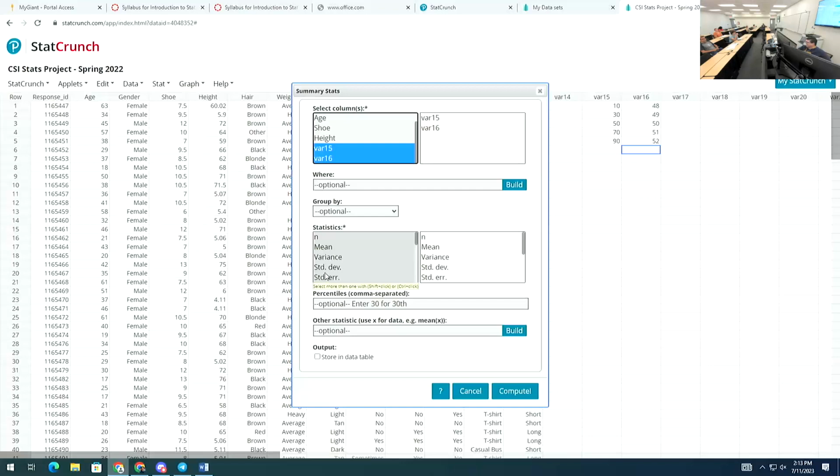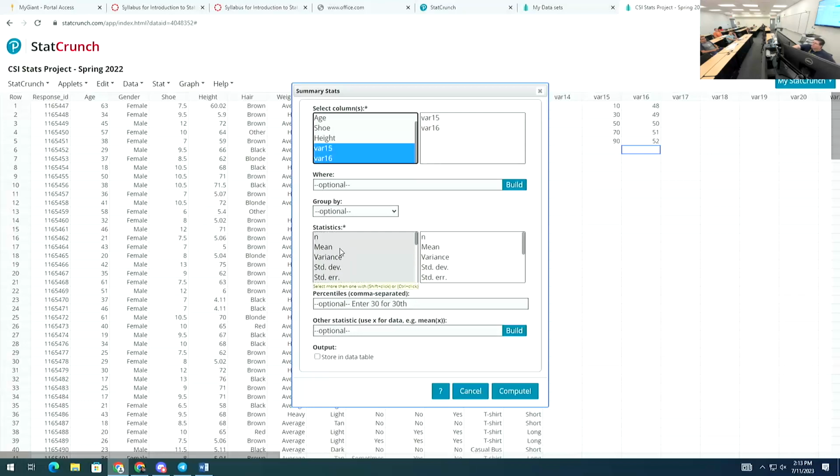I think I said that earlier. Standard error, we will be looking and using median, range, min, max, Q1 and Q3 tomorrow when we do 3.5. The min, the max, the median, and Q1 and Q3 are called the 5-number summary. We'll be doing that tomorrow.